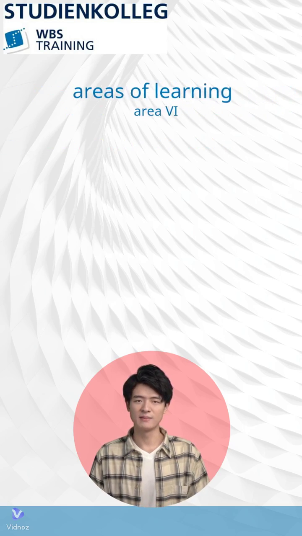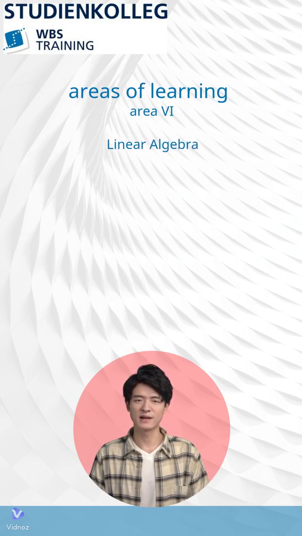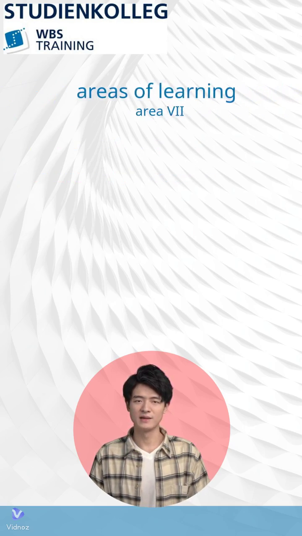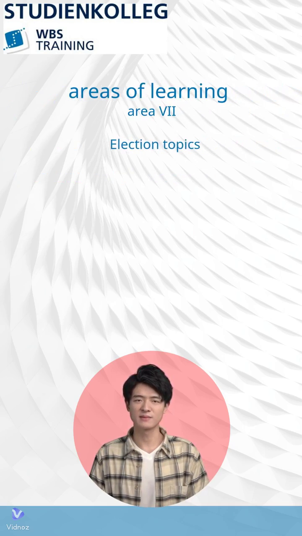The learning area 6 of mathematics includes the linear algebra with matrices, determinants, and matrix, and the analytical geometry with vector calculus and interfaces. And last but not least, the 7th area of learning includes the elective topics and exam preparation. So there is a lot of stuff to do.